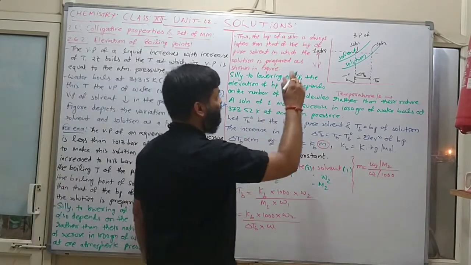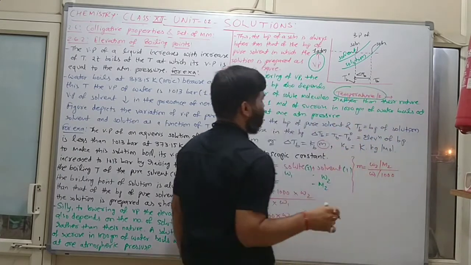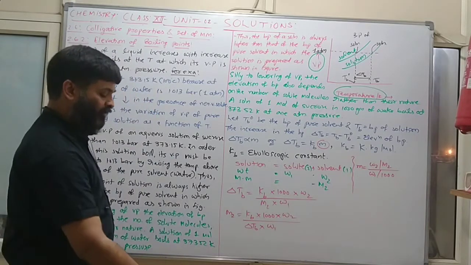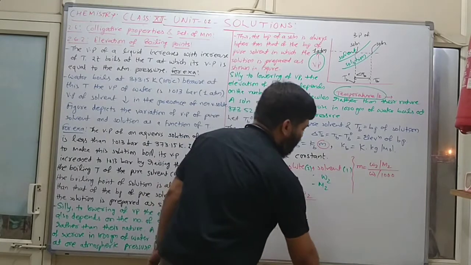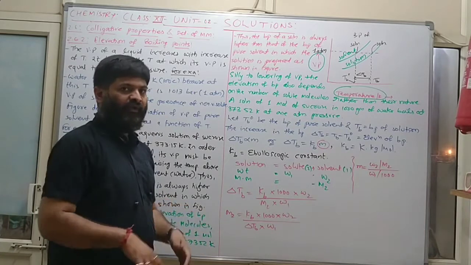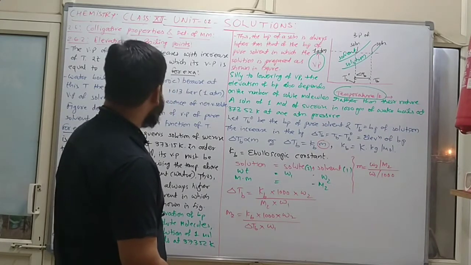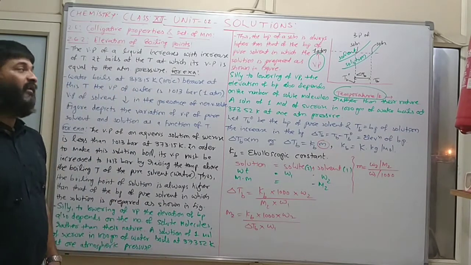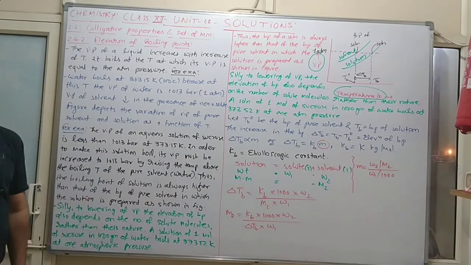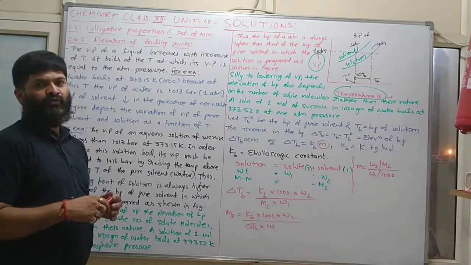So first of all, see, this is the graph of vapor pressure versus temperature. Clear? One thing is very common: if we are adding solute particle, then vapor pressure of solvent may be either increased or decreased here. It depends upon the nature of the solute particle.